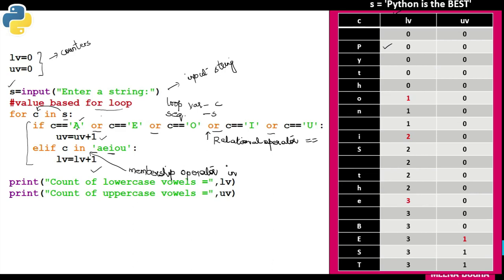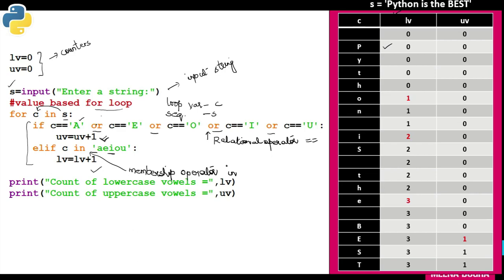Fine. So either C will be equal to A, or C will be equal to E, or C will be equal to capital O, or C will be equal to capital I, or C will be equal to capital U. If C is either of these 5 uppercase vowels, then in this if block I will update my UV counter, which is my uppercase vowel counter, by 1.